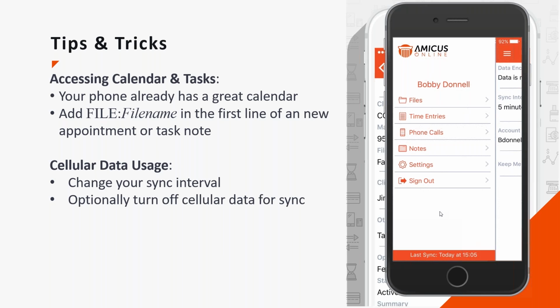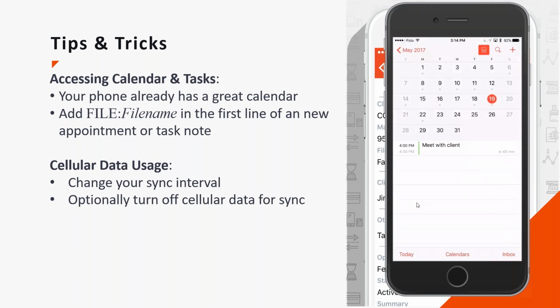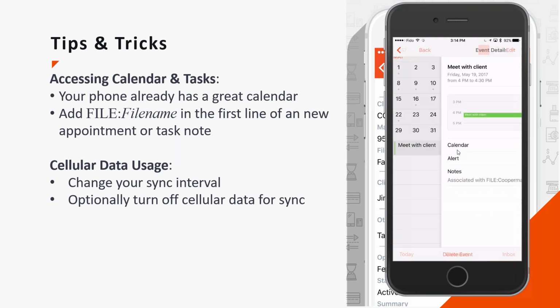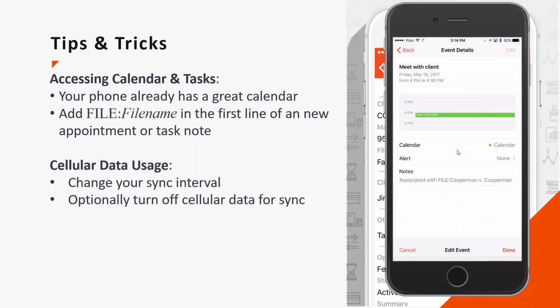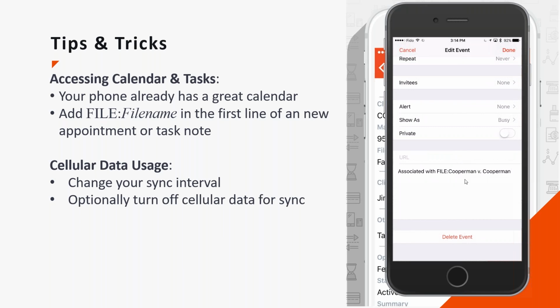I guess we'll jump back into PowerPoint in just a second here as well, and we can take a look at just a couple more tips and tricks just to get the most out of the app itself. So one thing that I want to point out is obviously your iPhone or Android device has a great calendar already built into it. And you'll notice that within the Amicus Online mobile app itself, we don't have a separate calendar functionality at this time. However, because Amicus Online users, you're all connected with Microsoft Exchange, the same calendar that you're looking at on your phone is the same one that you're actually seeing within Amicus Online.